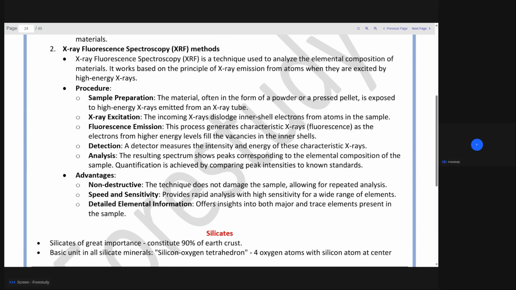So this was it for the X-ray part. Then we will move on to silicates now.